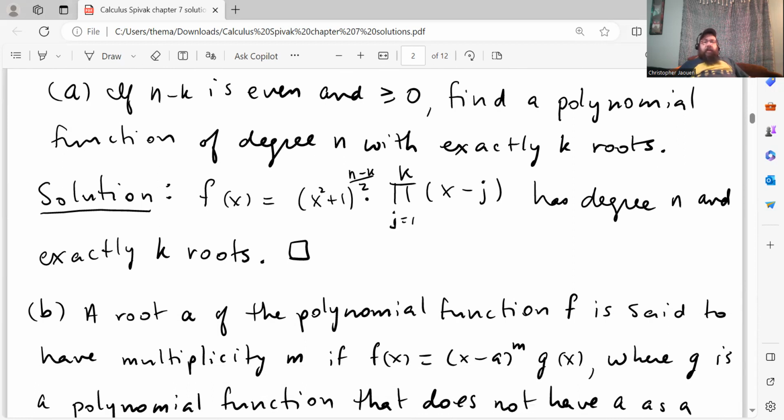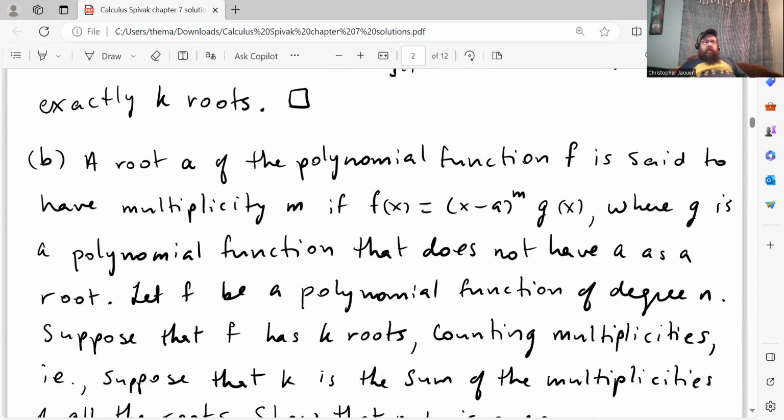Notice this has exactly k roots, right? The k roots are 1, 2, 3, all the way up to k. The first factor here, x squared plus 1 to the (n minus k) over 2, has no roots because there's no real value x that makes x squared plus 1 equal to 0. Therefore, this has exactly k roots, right?